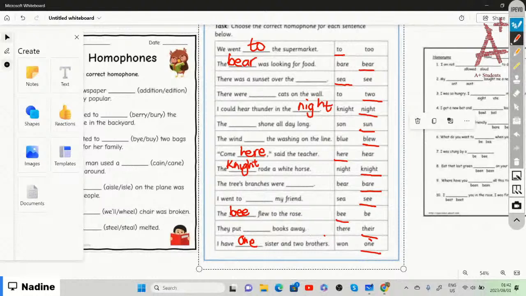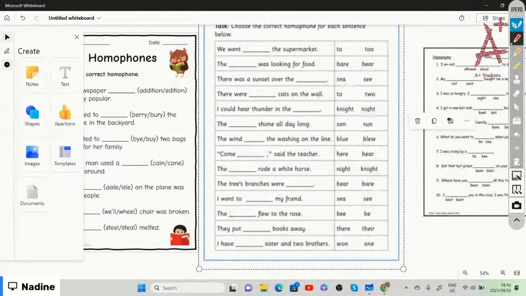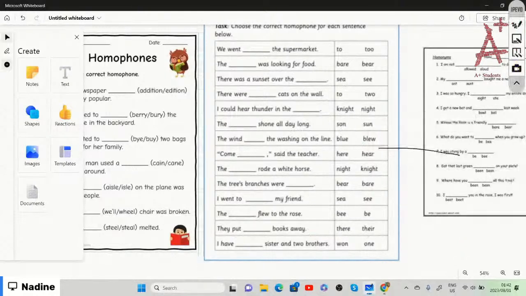All right, so these are homophones. And we said homophones are words that sound the same, but the spelling as well as the meaning of these words are different. So that is basically an example of worksheets. Let us go to the next one.